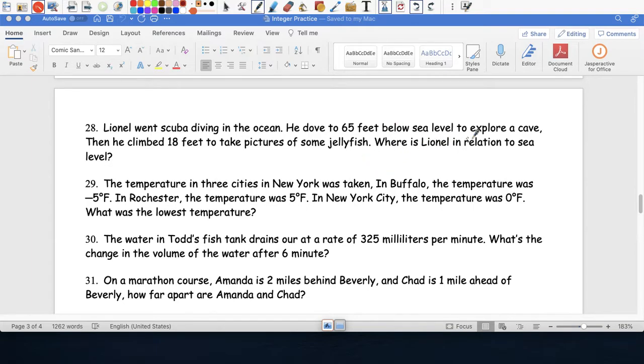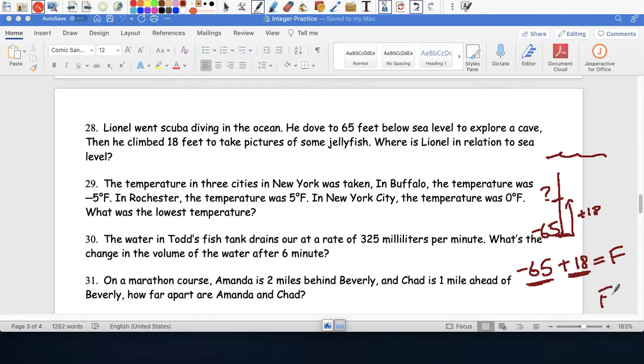28. Scuba diving in the ocean, he dove 65 below sea level, so here's the ocean, and here's his position, negative 65. He climbed 18 up to take some pictures. If he climbs 18, where is he? Climb 18 would be plus 18. So he was at negative 65 plus 18. That would be the final, which is start plus the change. So the starting depth plus 18 because he's going up. He's still underwater, but he is at negative 47 feet.